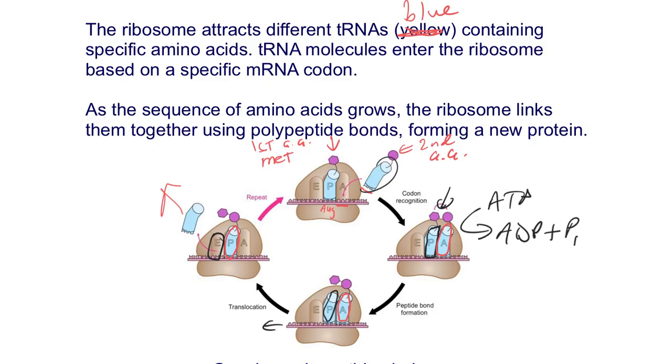So maybe we should label these 1, then this is 2, 1, 2. I'm labeling the tRNA. Then 1, 2, but then 2 shifts over to the middle position. And this just keeps on going and going until you hit the stop codon.